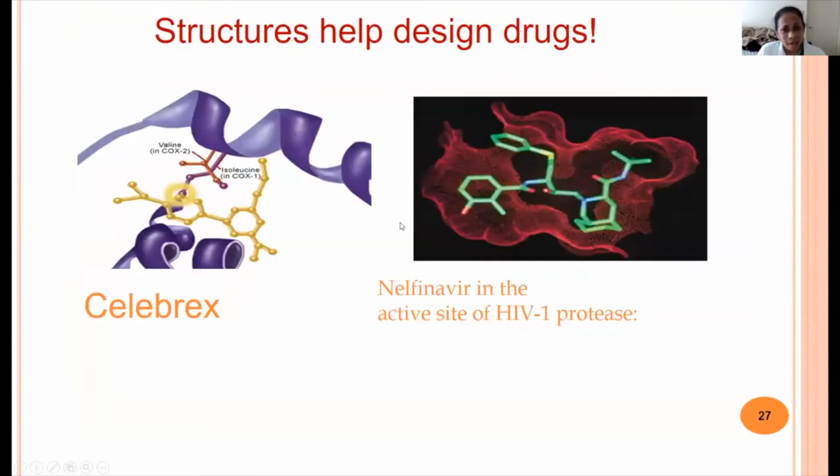Last but not the least, structures help design drugs. Structures are integral to drug design. That is what I do for a living. I look at structures and I do drug designing and drug repurposing. That's actually part of my research. That's what I do for a living. So it's actually phenomenal how they come up with drugs.